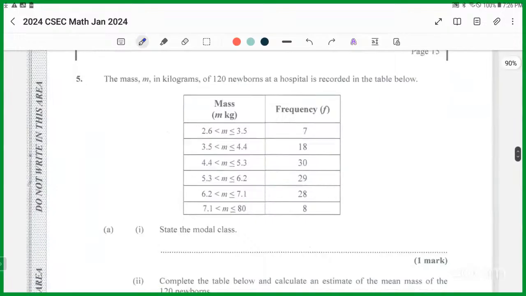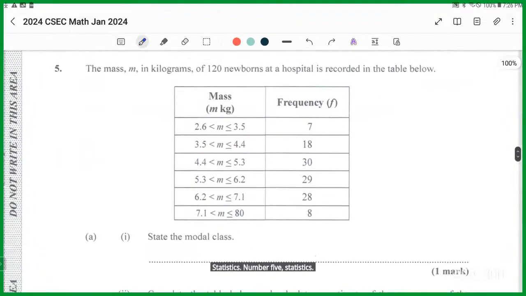Statistics, number 5. The question says, the mass M in kilograms of 120 newborns at a hospital is recorded in the table below. So this must add up to 120.